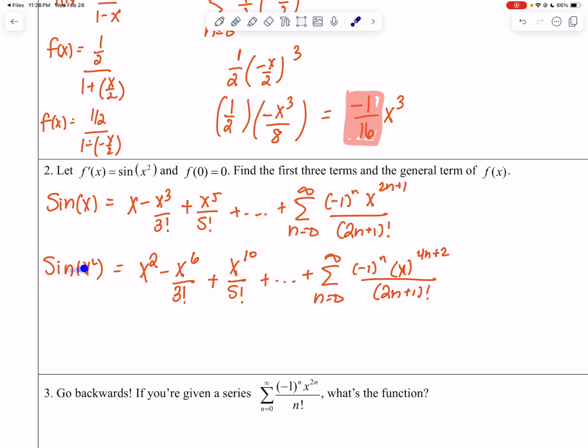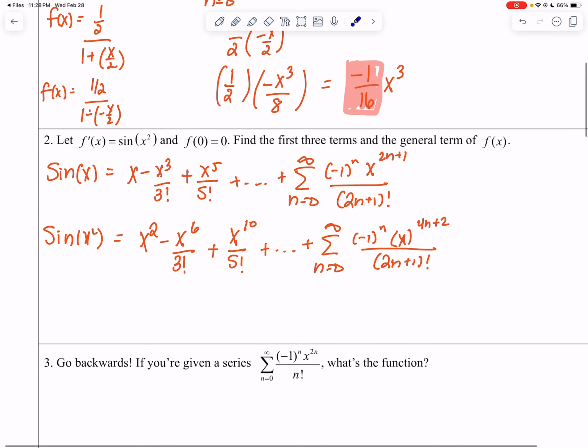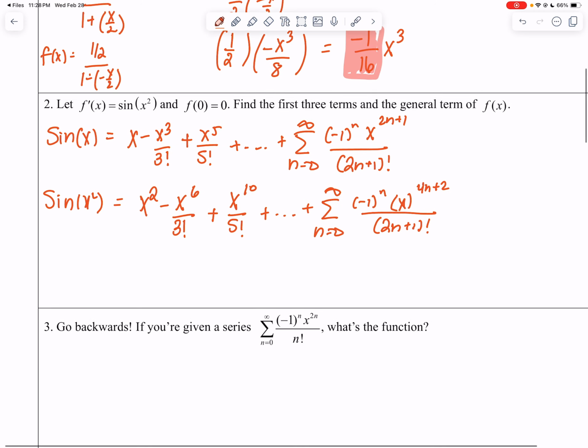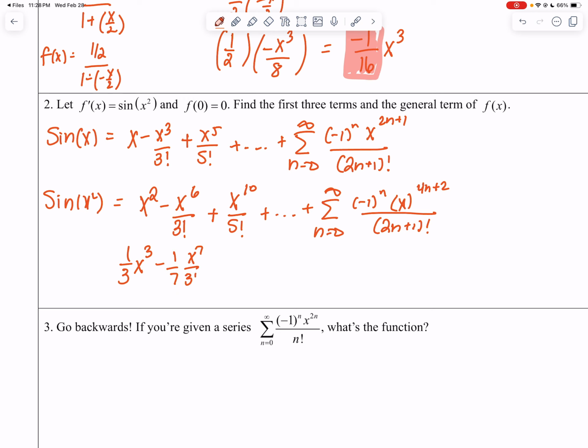Now that is f prime of x, the derivative. I want to find the original function, f of x. So what I'm going to do is take the antiderivative term by term. That's going to give me 1/3 x to the third minus 1/7 x to the 7th over 3 factorial, plus 1 over 11, x to the 11 over 5 factorial, and so on.